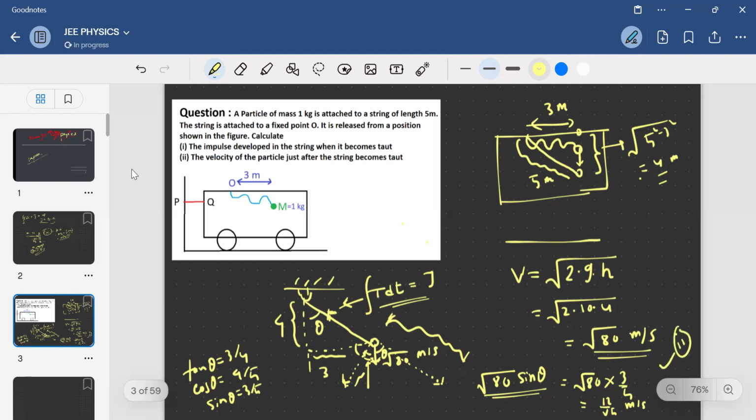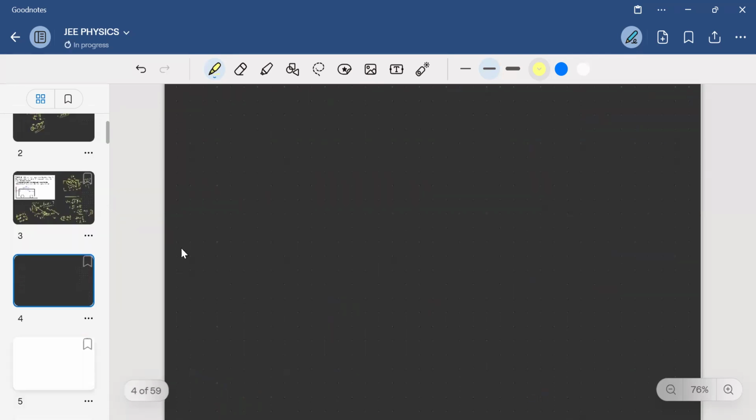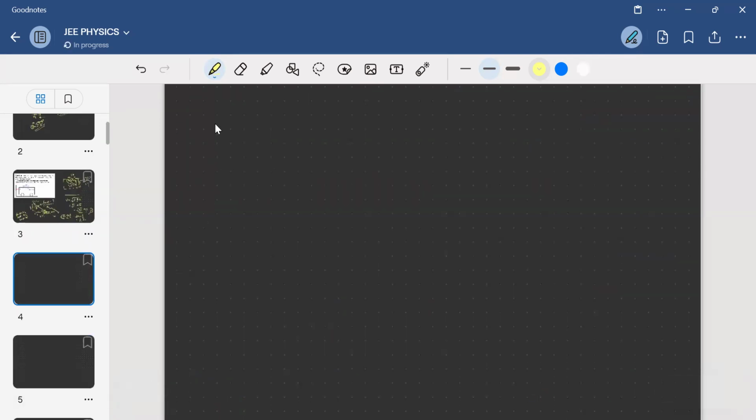The first part is what? The impulse developed in the string when it becomes taut. So what is the impulse developed in the string? What will the impulse do? The velocity is root 80 meter per second. What I told is that along the direction of the string, this velocity will become 0 because of this impulse. So integration of T dt.